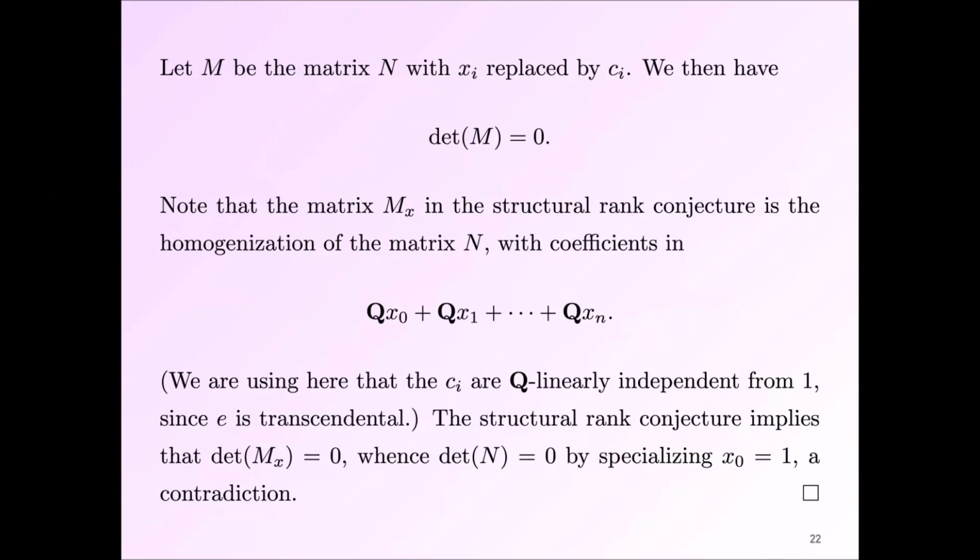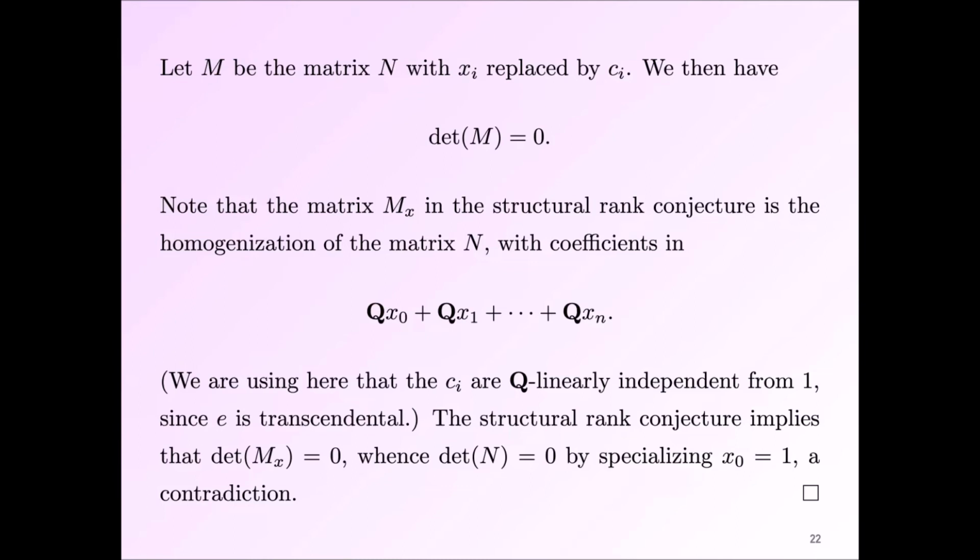Okay. And by the way, we're using the fact that 1 has to be linearly independent from the logarithms of these algebraic numbers, which is basically saying that e is not an algebraic number. So we're using that to say that I can take a basis with 1 and then these other Ci's. That's what tells me that when I take the basis of 1 and the Ci's for the coefficients, I can put an x0 there. So 1 is one of my basis elements. Okay, so the structural rank conjecture implies that the determinant of this matrix Mx is 0.